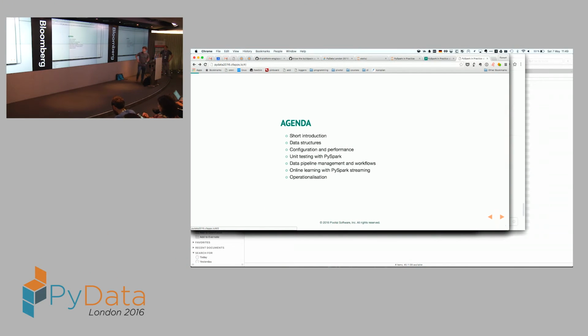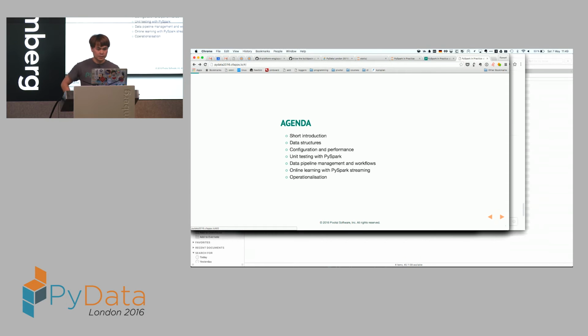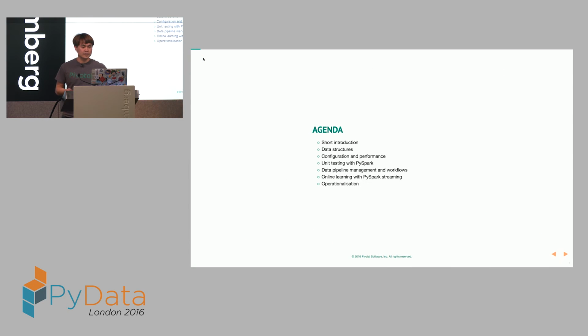So this is the plan for today. First of all, I will give a very short introduction to PySpark. Then Ronert is going to talk about data structures and give some handy tips for configuration and performance. Then I will speak about unit testing with PySpark, and also data pipeline management. Then Ronert will give a small example of online learning with PySpark streaming. And then I will give an example of how you can put your models into production.